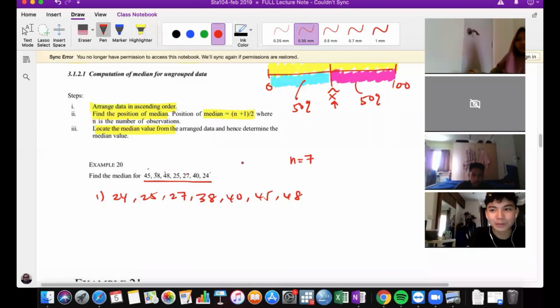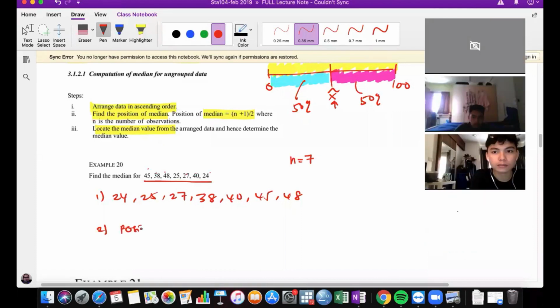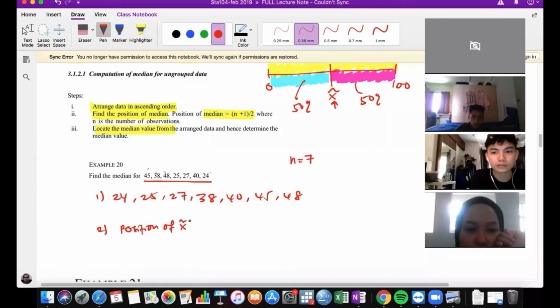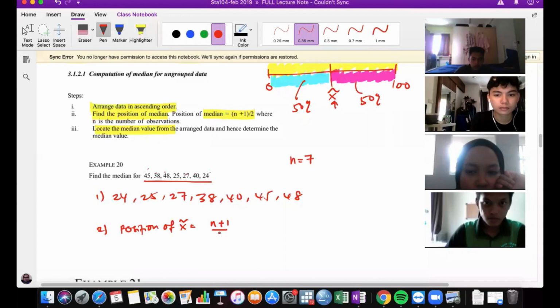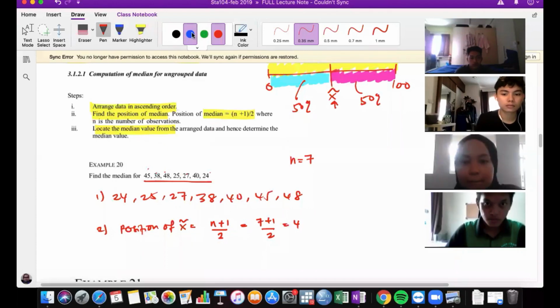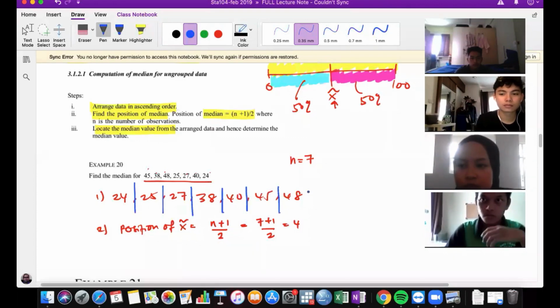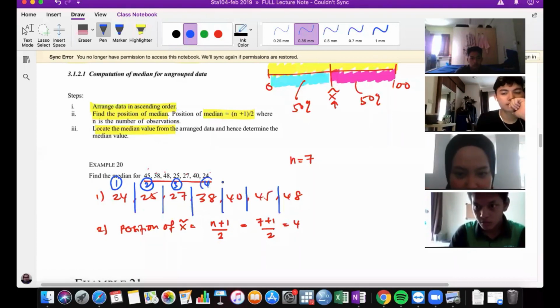So first step, we arrange data in ascending order. Second step, we find the position of median. The formula is n plus 1 divided by 2, so 7 plus 1 divided by 2 equal to 4. Right, so the third step is you need to locate the median value. Good practice is to number the location of each value: location number 1, location number 2, location number 3, location number 4, 5, 6, and 7.